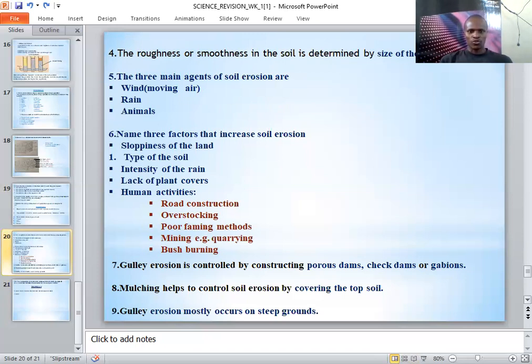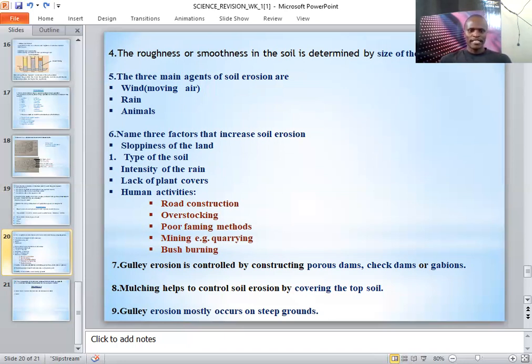Number 8. Mulching helps control soil erosion by, mulching is just the use of dry leaves or dry grass. You cover the ground. Why are we covering the ground? We are covering the ground to ensure that we protect the topsoil. Remember, mulching is especially used when you want to control what is called splash erosion. The raindrops hit the ground and make holes, and when they do that, the topsoil is being displaced. So to prevent the displacement of topsoil by those raindrops, we use mulches to cover the topsoil.